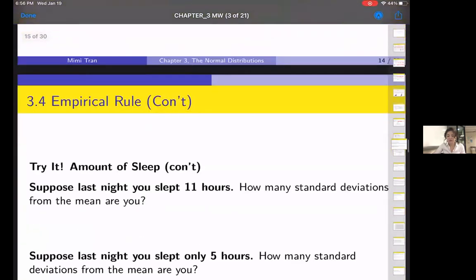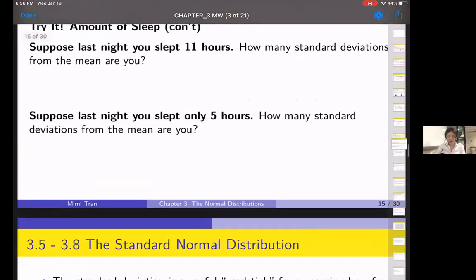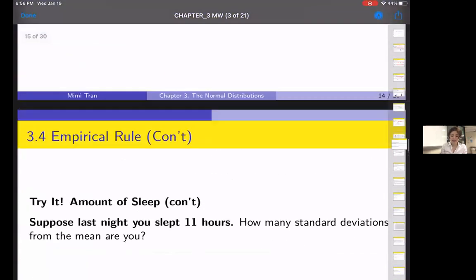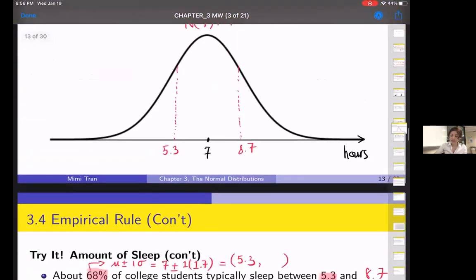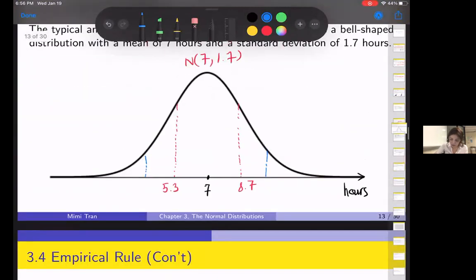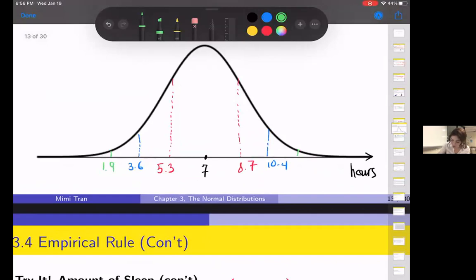All right. Let's move on. We have two more little questions. Suppose last night you slept 11 hours. How many standard deviations from the mean are you? Let me fill in the 95% and 99.7%. So 95% is 2 standard deviations, and we have 3.6 and 10.4. And the last one, 3 standard deviations, is 1.9 and 12.1.